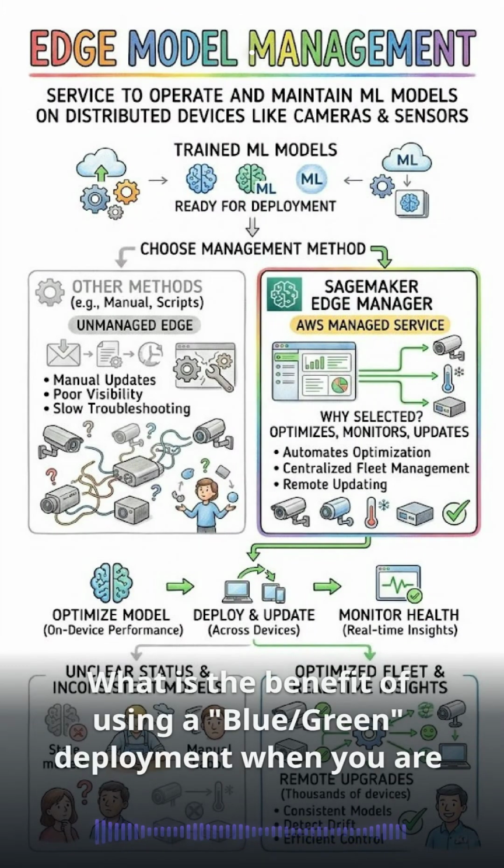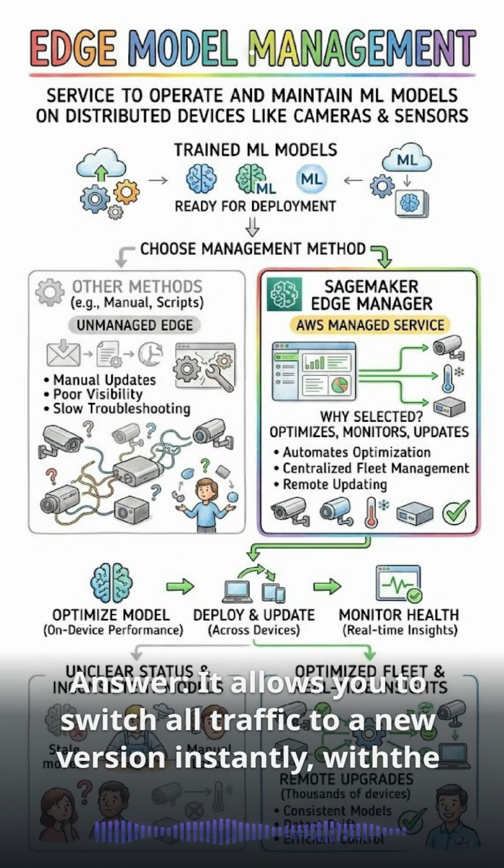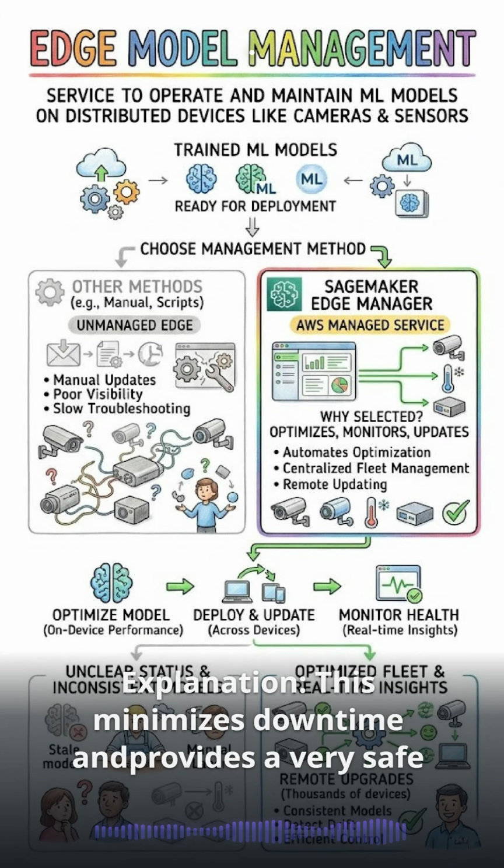88. What is the benefit of using a blue-green deployment when you are launching a major model update? It allows you to switch all traffic to a new version instantly, with the ability to switch back if errors occur. This minimizes downtime and provides a very safe way to move to a new system without risking a total failure.